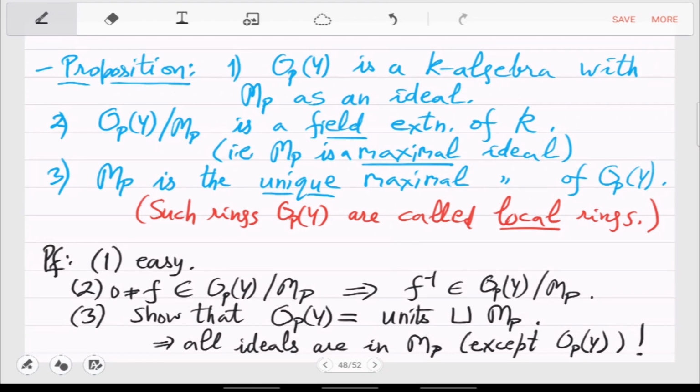This is really a term coming from the geometric intuition. Any questions?